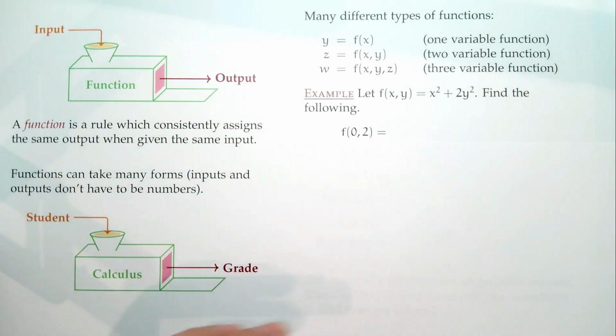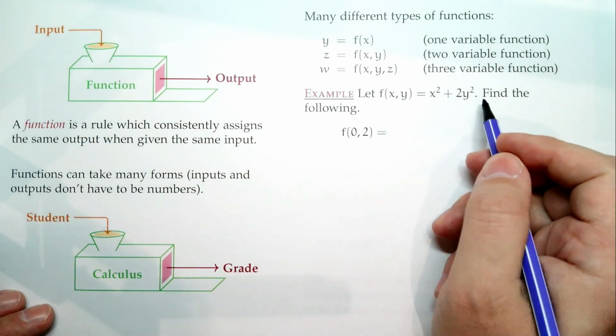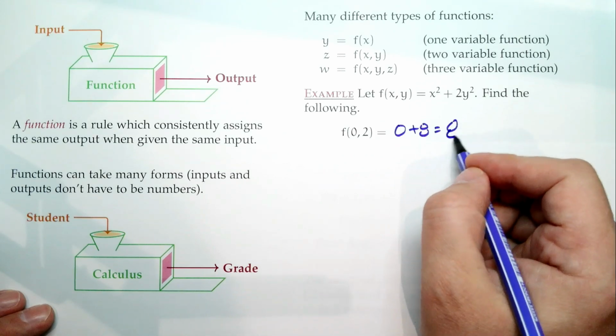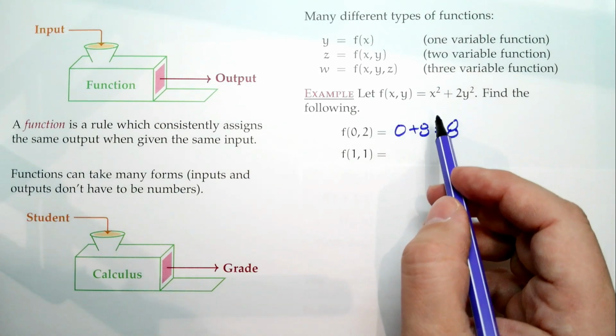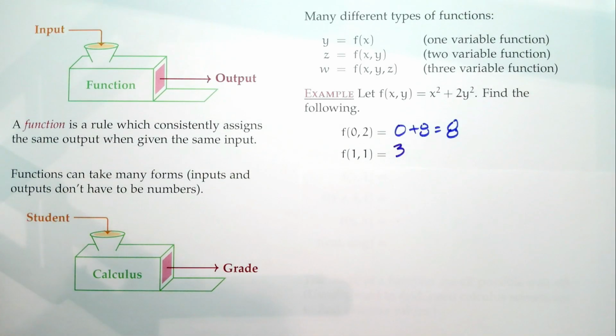Okay, so let's try a few of these. F of 0, 2. What are we going to get? 0 plus 8. So we can even write down 0 plus 8, or we could just simply say it's 8. Okay, that's not so bad. Well, let's try another one. f of 1, 1. 3, all right? Because you get 1 squared plus 2 times 1 squared. 3. Okay, f of t, 1.